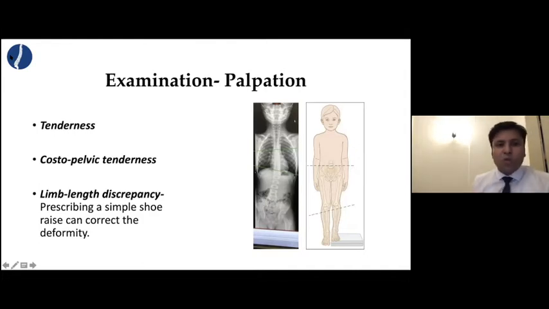Look for costopelvic tenderness. Again, in neuromuscular cases, in very narrow costopelvic angles, you might even find an ulcer. And this might be very tender, and the patient will start wincing, although he may not speak anything, because these are patients of neuromuscular scoliosis, they can't express themselves that well. Always don't forget to measure limb length, and a limb length discrepancy itself can create a scoliosis. If you prescribe a simple shoe raise, that corrects the deformity.